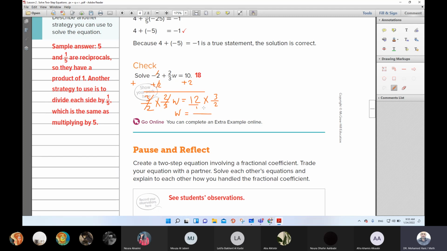So 12 times 3 will be 36 and 1 times 2 will be 2. 36 divided by 2 will be 18. So w equal 18. The solution of this equation equals 18.